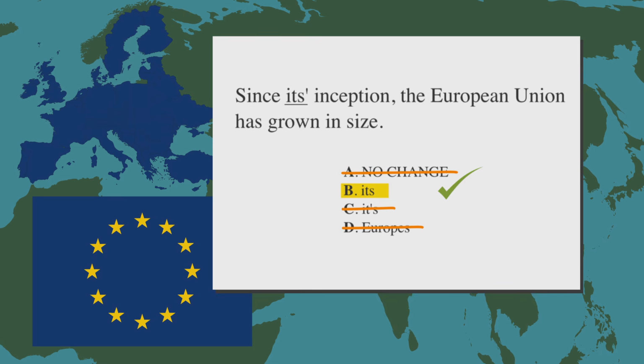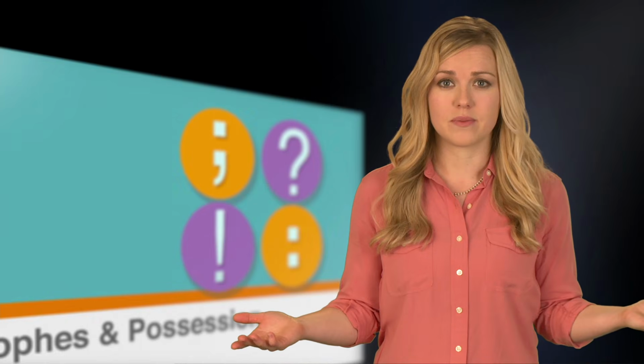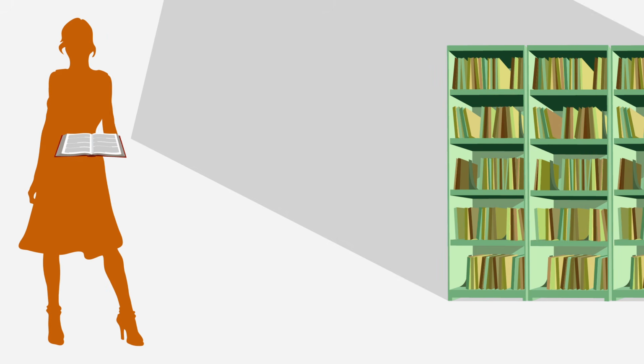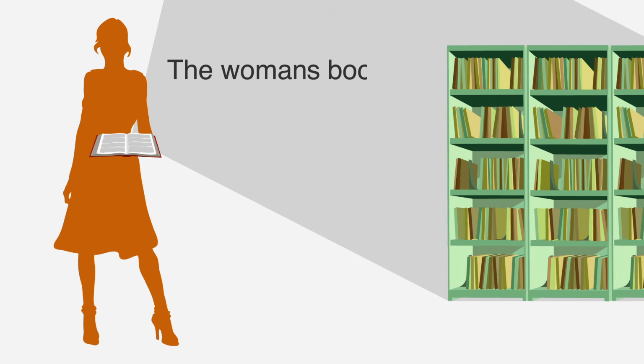Knowing exactly where to place the apostrophe can be difficult at times. The ACT may give you several versions of the same phrase with apostrophes in different places. What to do? Here's a simple strategy for dealing with these types of questions. Suppose you have the phrase, the woman's book. Where do you place the apostrophe?